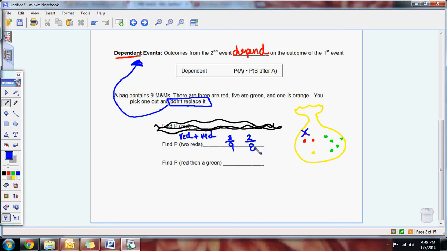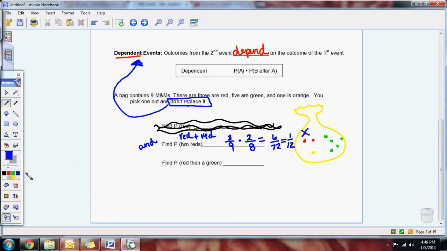So notice how what happened here in the second event is dependent on what happened here. Okay? So red and, if the word is and, that always means to multiply. So I'm going to multiply those 2 things together. So I have 3 times 2 is 6. 9 times 8 is 72, which will simplify to 1 over 12. Alright? Alright, let's put that red back in.